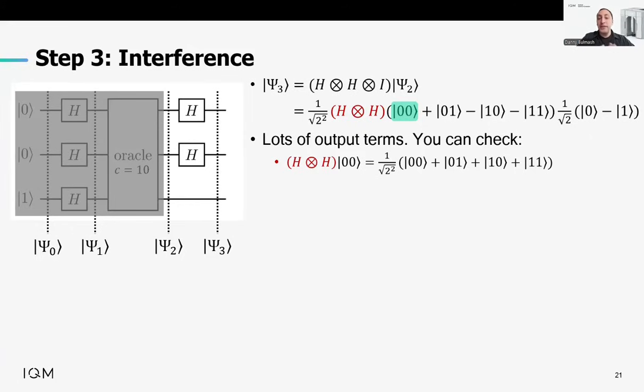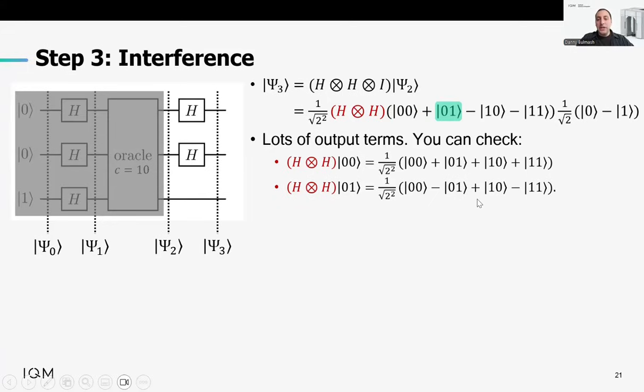Now, if you do something similar to what we did earlier, you can go ahead and check that the output looks like this, right? 0 turns into 0 plus 1 from a Hadamard. And so this is just the same thing we did at the first step. We take this 0, 0, and we turn it into a sum of all the possible inputs.